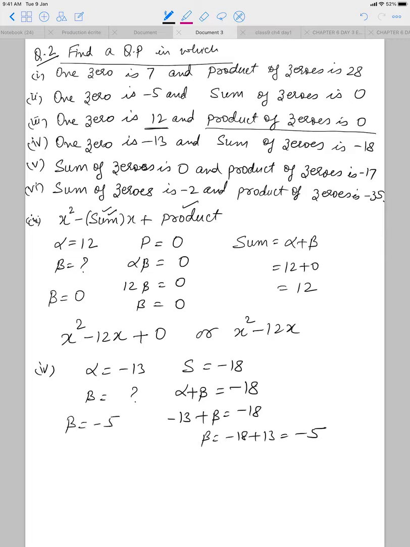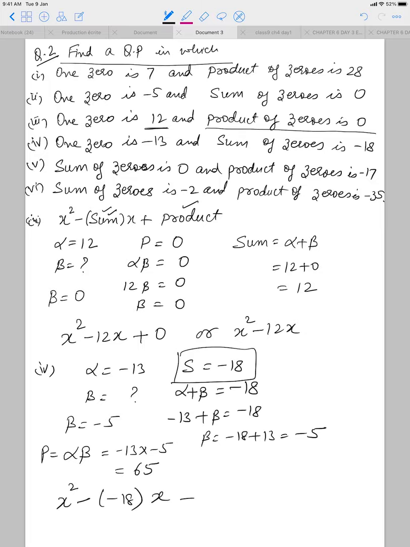And what do we have to form? The quadratic polynomial. So before that we need the product also. Product is equal to alpha into beta, which is minus 13 into minus 5, which is equal to 65. And hence the polynomial formed is x square minus the sum of the zeros, which is given to be minus 18.